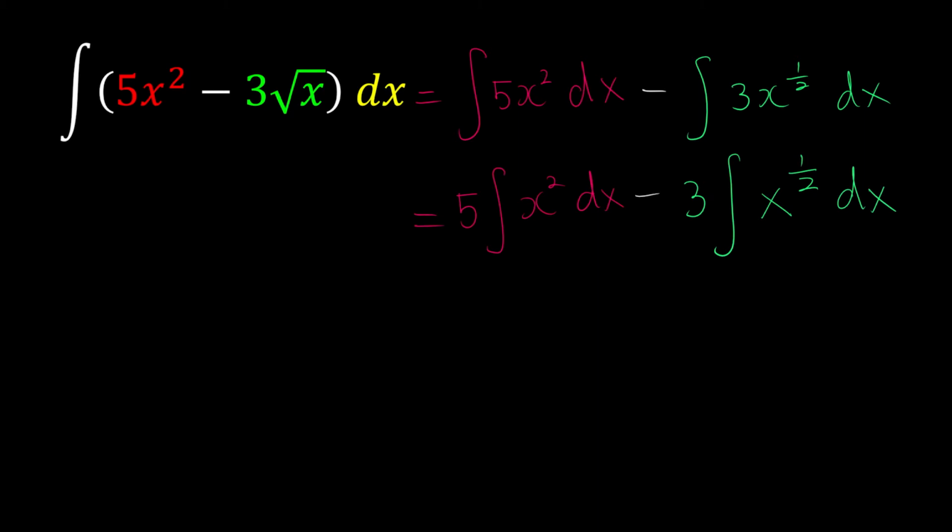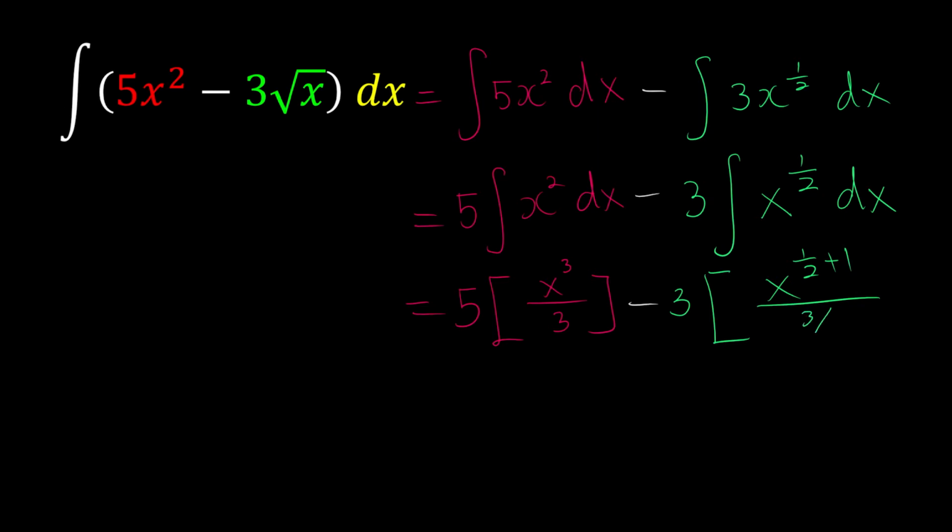Now we can just do the integration. 5, and then the power is going to increase by 1: 2 plus 1 is 3, over the new power. After that we're going to minus 3, and then the same thing again, x to the power of 1 over 2 plus 1, divided by 3 over 2, because 1 over 2 plus 1 is 3 over 2. When we're done with everything, there will only be plus 1 c.